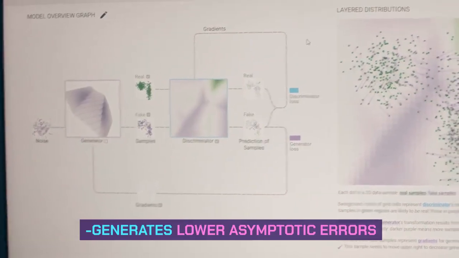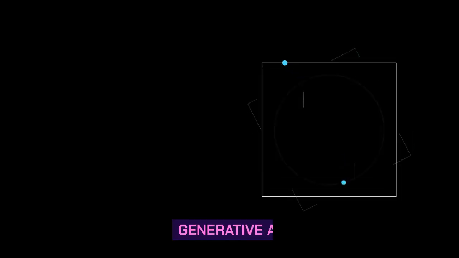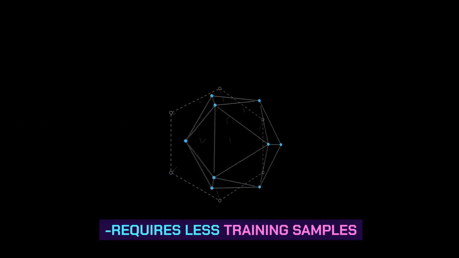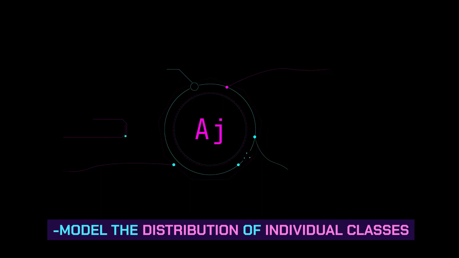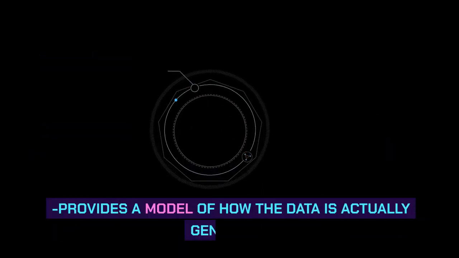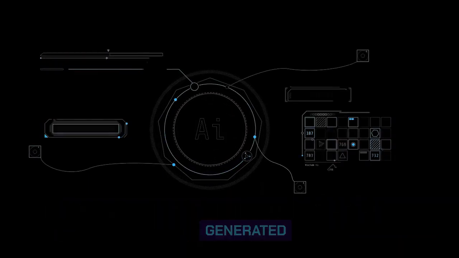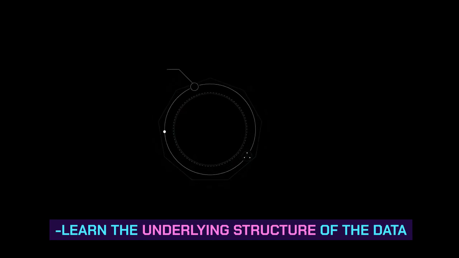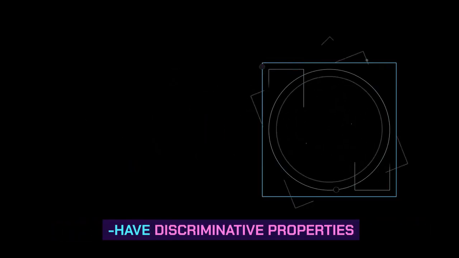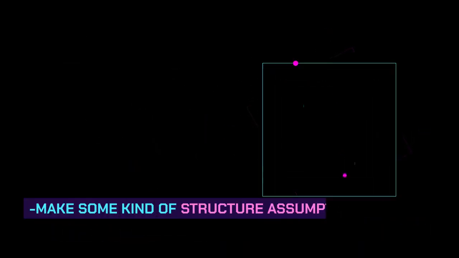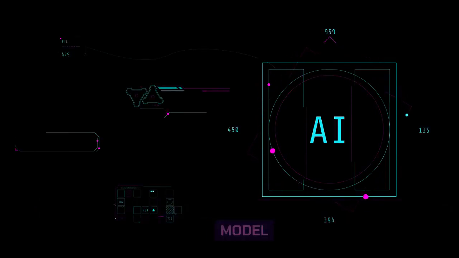Generates lower asymptotic errors. Generative AI: Requires fewer training samples. Model the distribution of individual classes. Provides a model of how the data is actually generated. Learn the underlying structure of the data. Have discriminative properties. Make some kind of structure assumptions on your model.